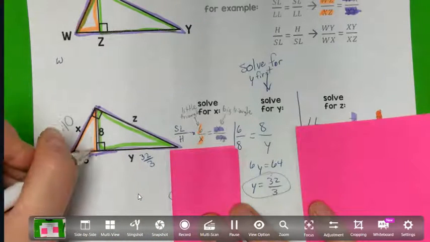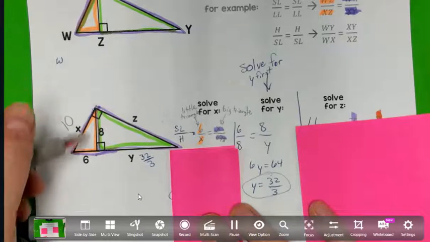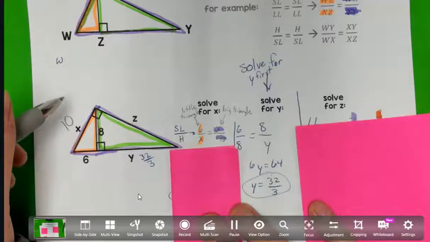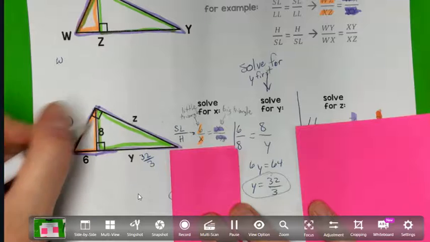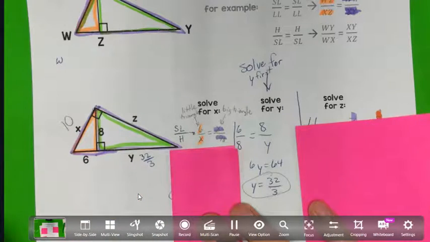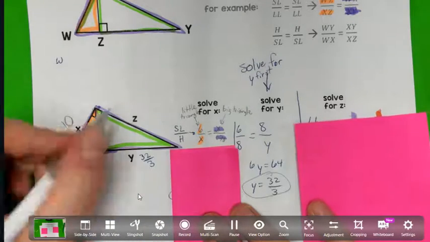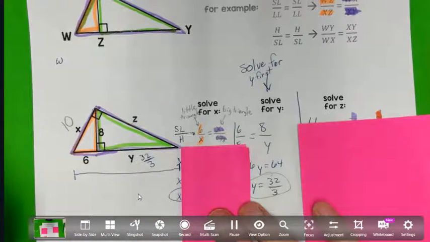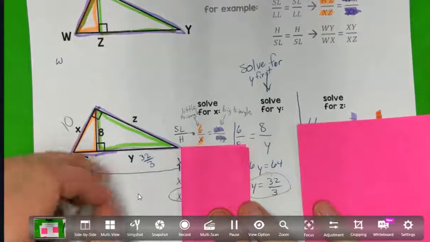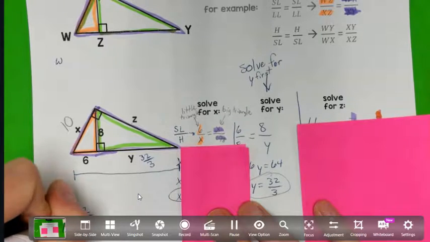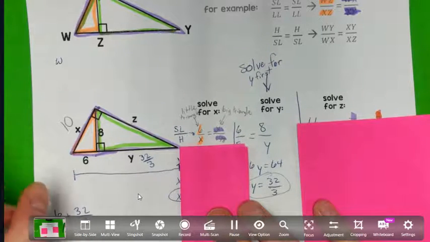But then we look and we're like, okay, orange triangle, green triangle. For the orange triangle, we have the short leg, and we are looking for the hypotenuse. Okay, well, that's great. So we will have an x, and we'll have an x, and it could be geometric mean. But we don't know how long the hypotenuse of the purple triangle is. So we have to add 6 plus 32 over 3 to ultimately find that number.